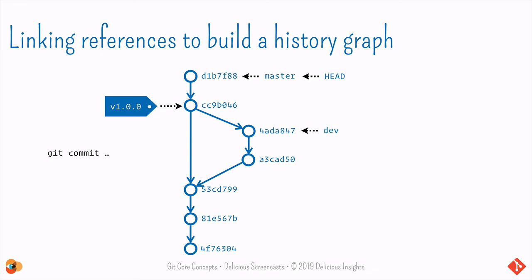Finally, now that our dev branch is merged, we could decide to remove it. This just requires removing the label in the repo. It doesn't remove commits in any way.